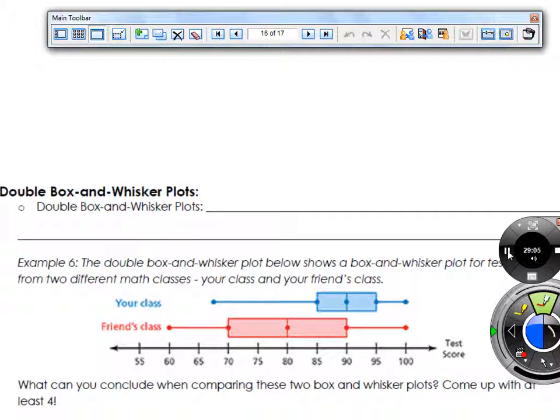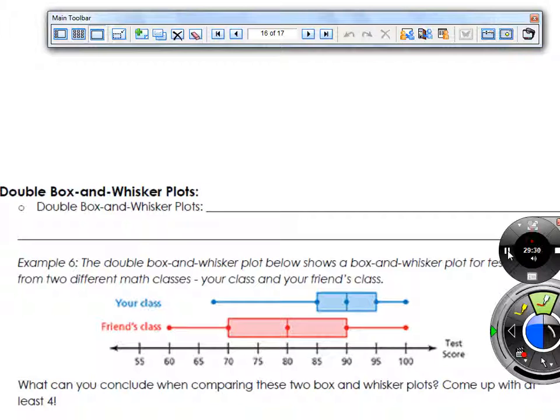All right, conclusions. Taylor. Our class overall tested better. Good. Your class overall tested better. And Jordan. Overall, your class, besides just having higher scores, has more people who scored higher. There's less of a range. Good. Okay. So you guys have both pointed out the main things we like to look at in data.